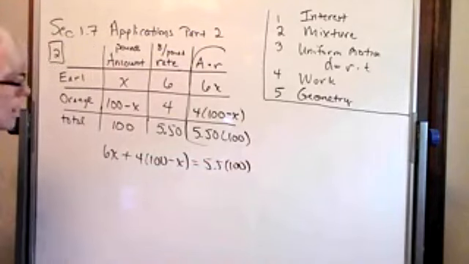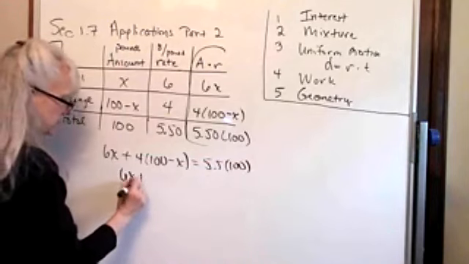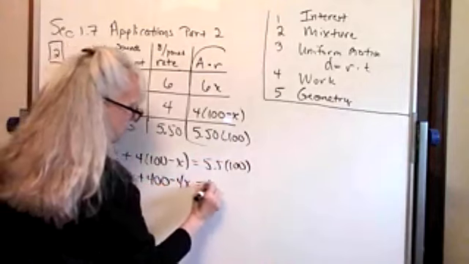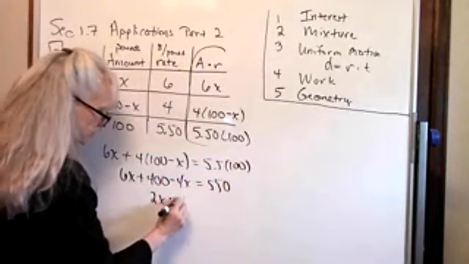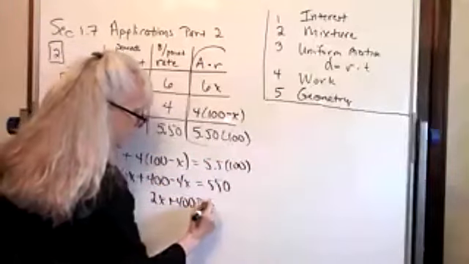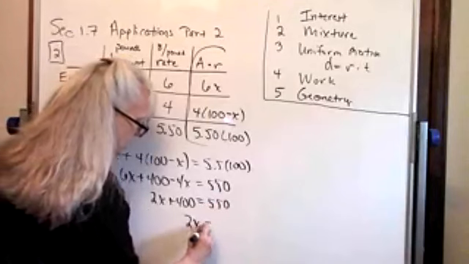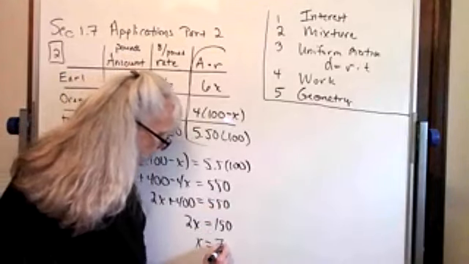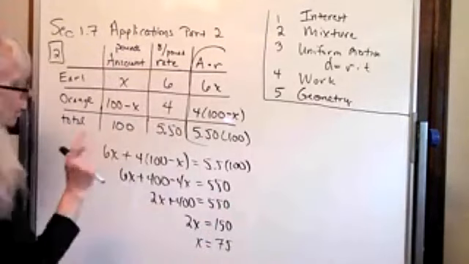Again, it's a linear equation, fairly straightforward. So we'll distribute first. So 6X plus 400 minus 4X is equal to 550. That's 2X plus 400 equals 550. We'll move the 400 over. That's going to give me 2X equals 150. And then divide by the 2. So X is equal to 75. Woohoo, very nice solving.